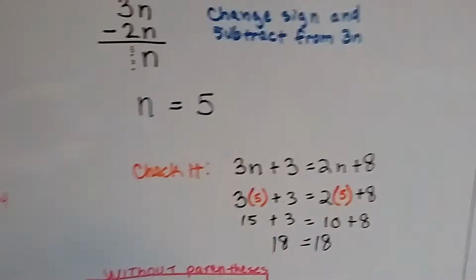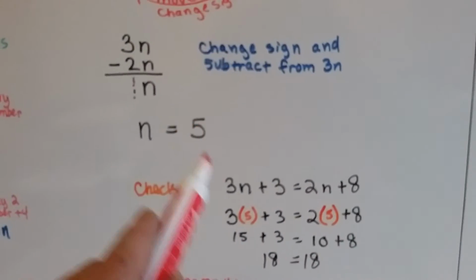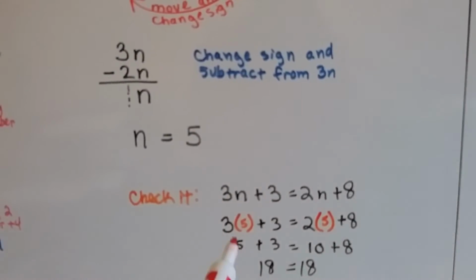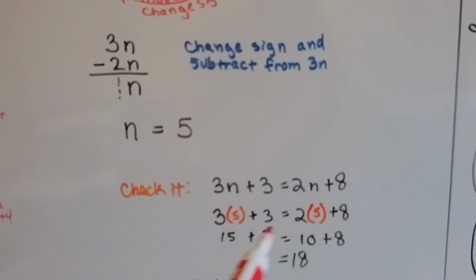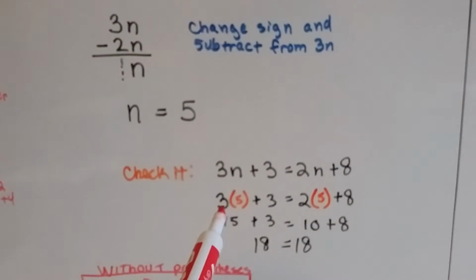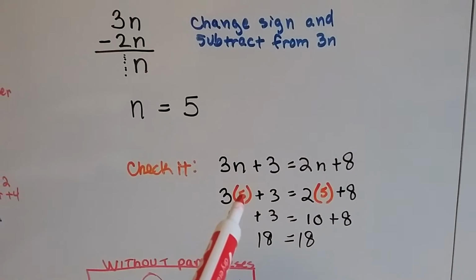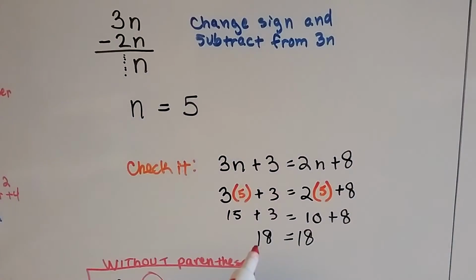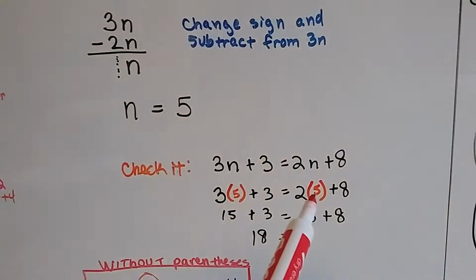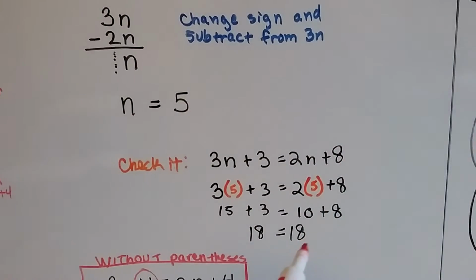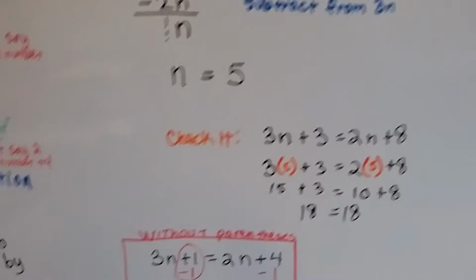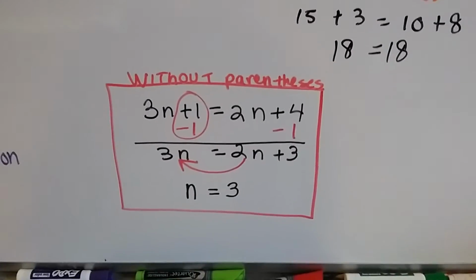Now, we're going to check it and plug in the 5 wherever the n should have been. We had 3n plus 3 equals 2n plus 8. So we're going to do 3 times 5 is 15 plus 3 is 18. And 2 times 5 is 10 plus 8 is 18. Yep, it worked. Now let's see what would have happened if we didn't put the parentheses.